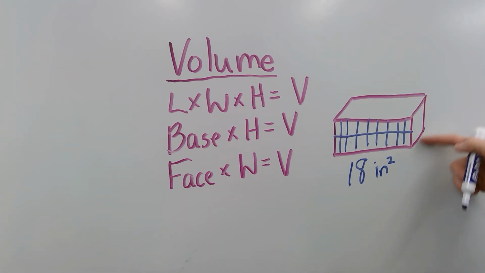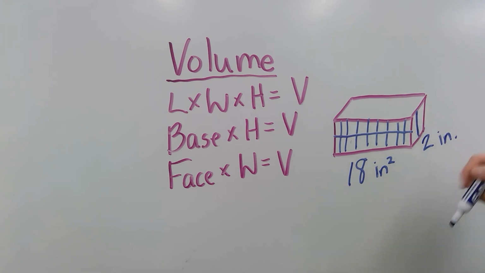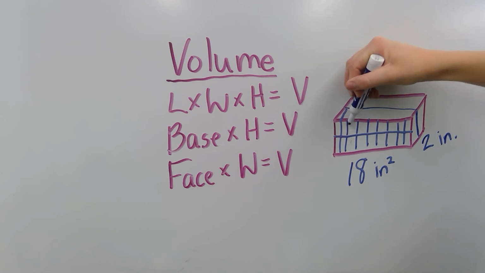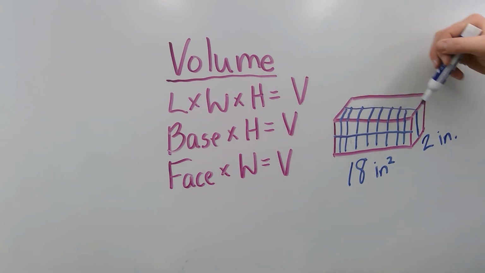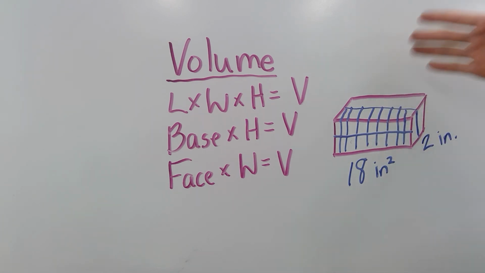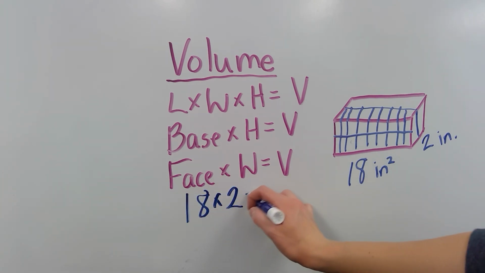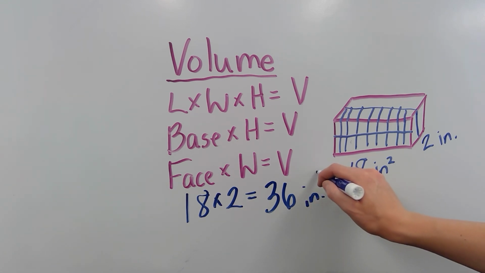But then if it tells me that the width or the depth of it is 2 inches, then that tells me I'm going to have a front layer, which is this whole layer. But I also have a back layer. So I have one in the front and one in the back. So it's the same idea though. I just take my face, which is 18, multiply it by the width, which is 2, and that will tell me that my volume is 36 inches cubed.